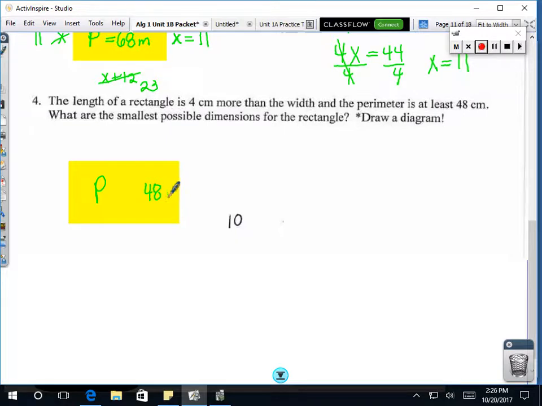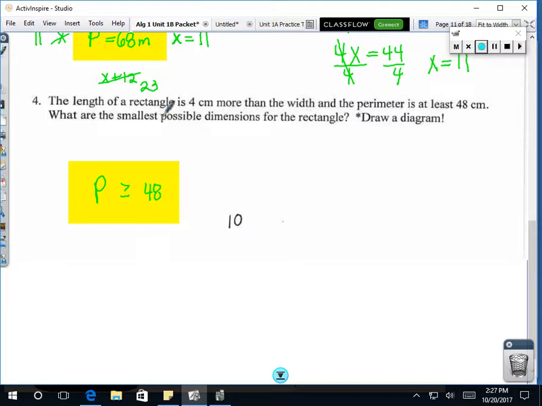No, if your mama says, if you do your chores, I'm going to give you at least 48 bucks, you're going to get what? 48 or more, right? For at least 48 means you're definitely getting 48, or you could get more. So that's greater than or equal to.